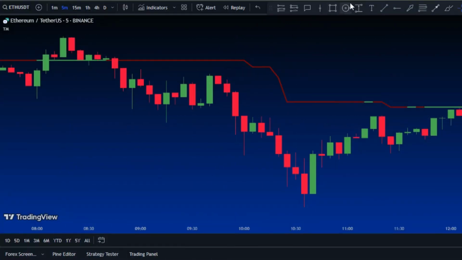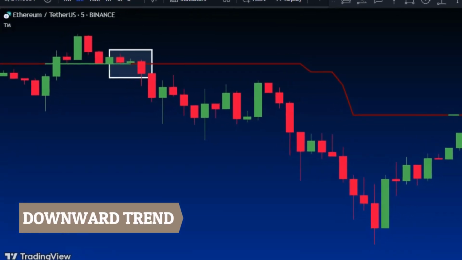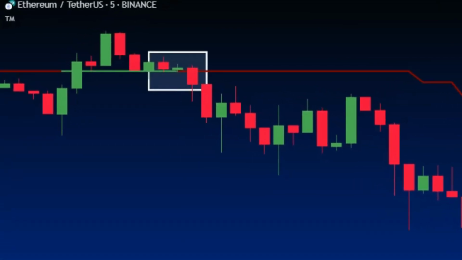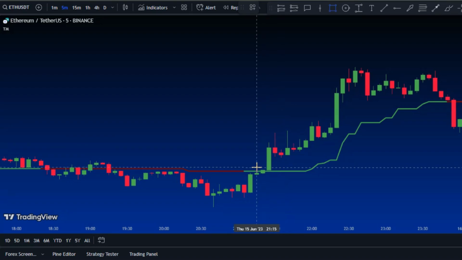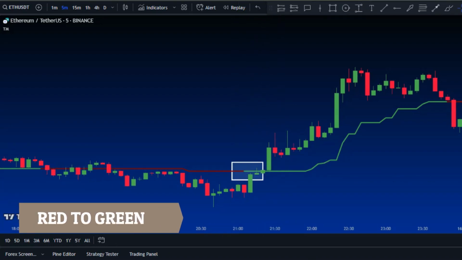Now, after optimizing the Trend Magic indicator, when the color of the indicator line switches from green to red, that's the first signal of a short-term trend change to a downward trend. And likewise, when the color of the indicator line switches from red to green, that's the first signal of the start of an upward short-term trend.